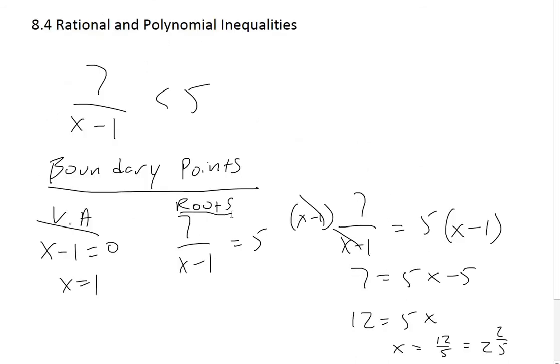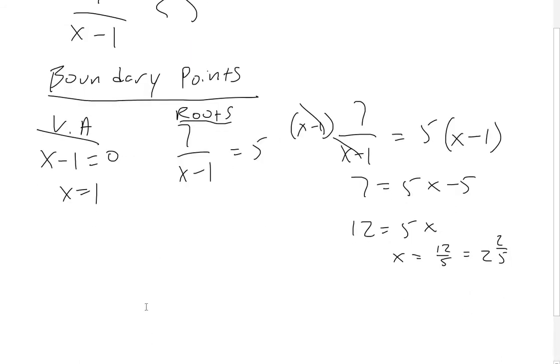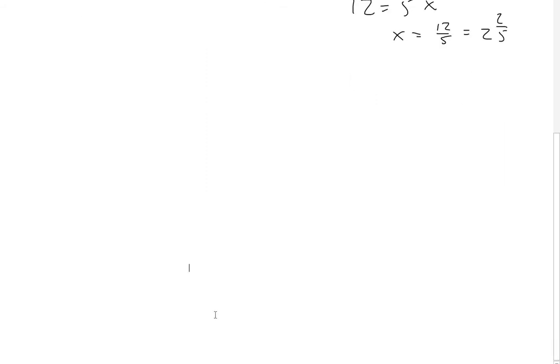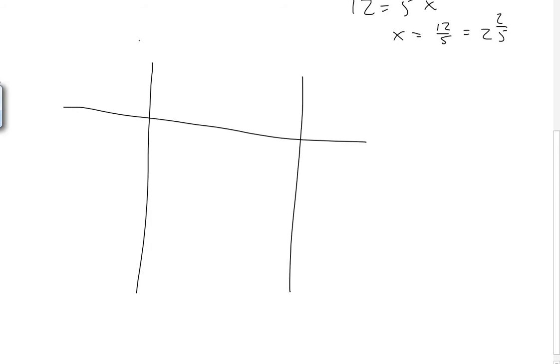now that I have an equation and I found that value, I got to go back to the inequality. So how can I figure out algebraically where the graph is actually greater than 5? I should make a table. I should plug in values to the left of 1, in between 1 and 12 over 5, and then to the right of 12 over 5. So this is the interval from negative infinity to 1. This is the interval from 1 to 12 over 5. This is the interval from 12 over 5 to infinity.